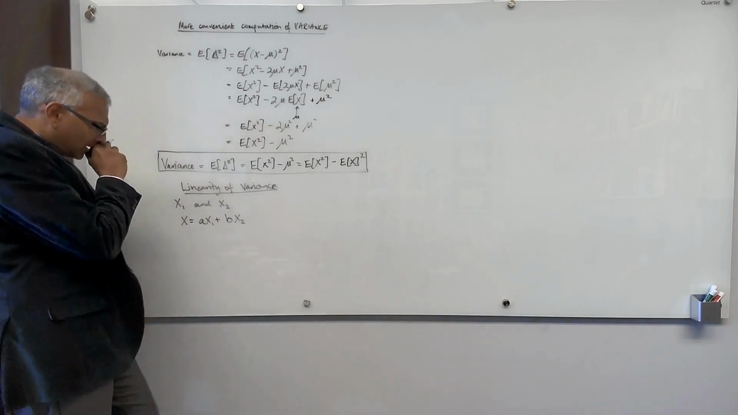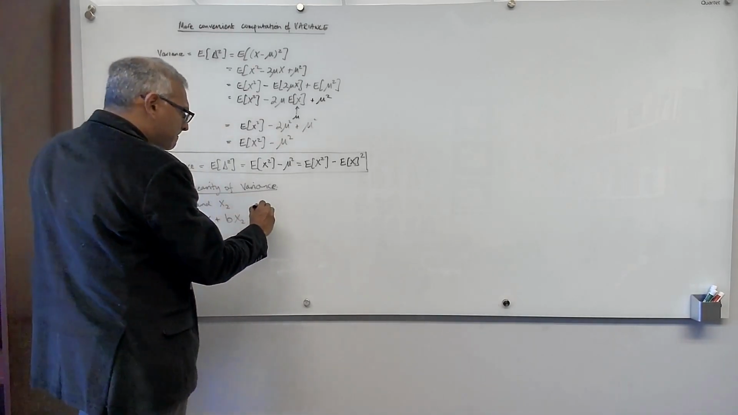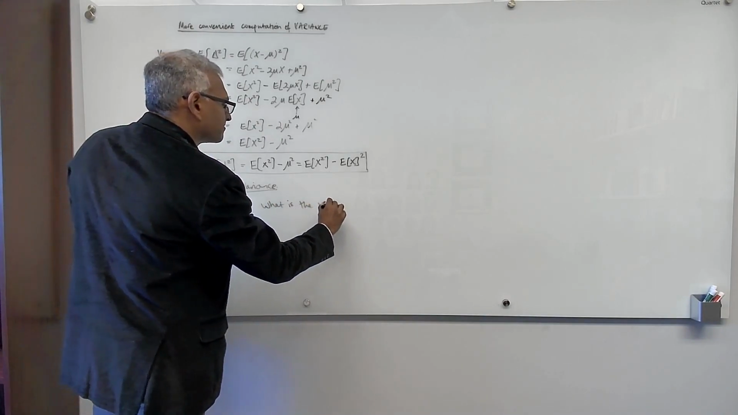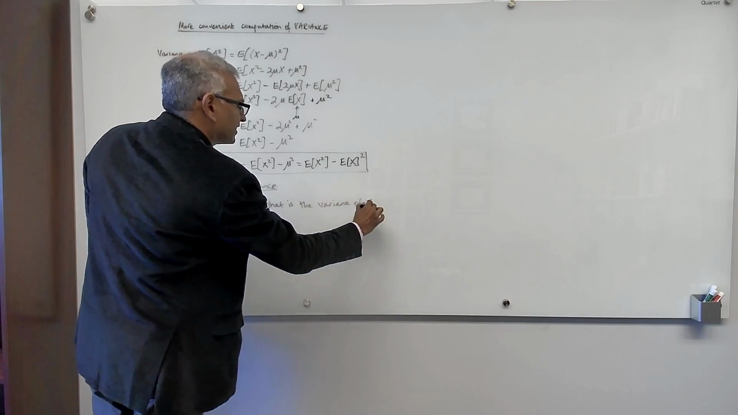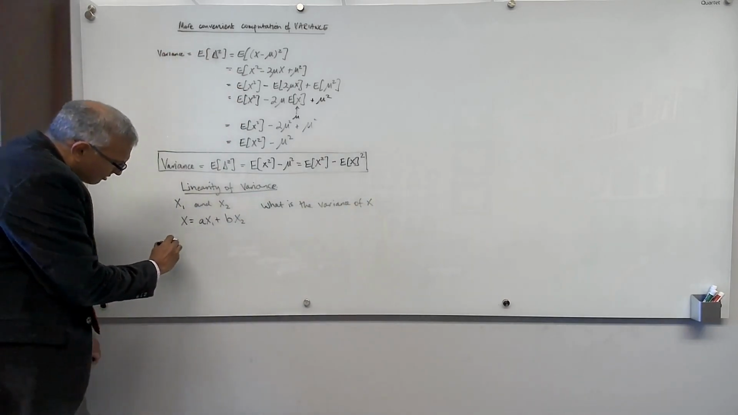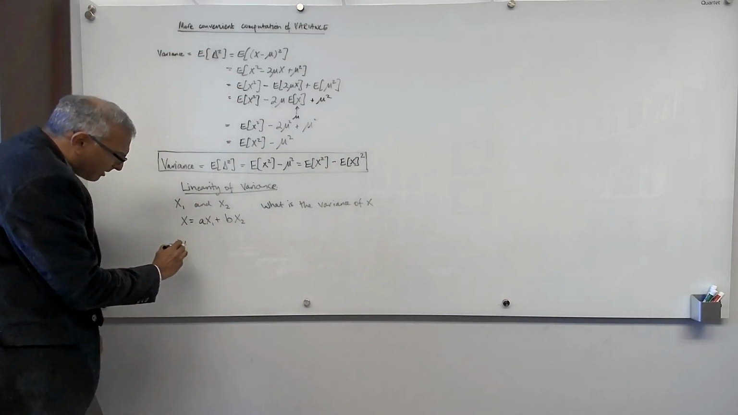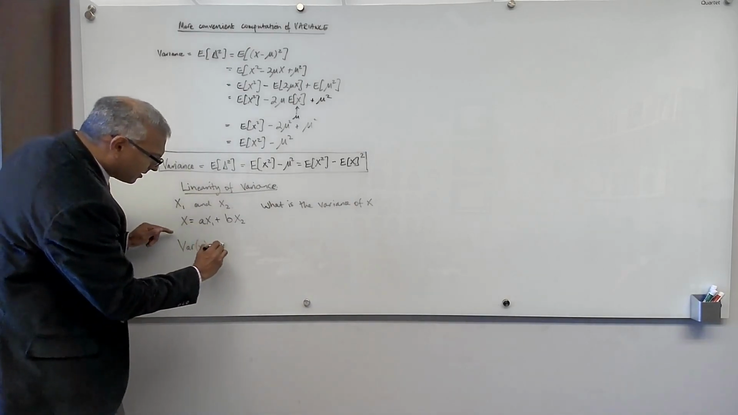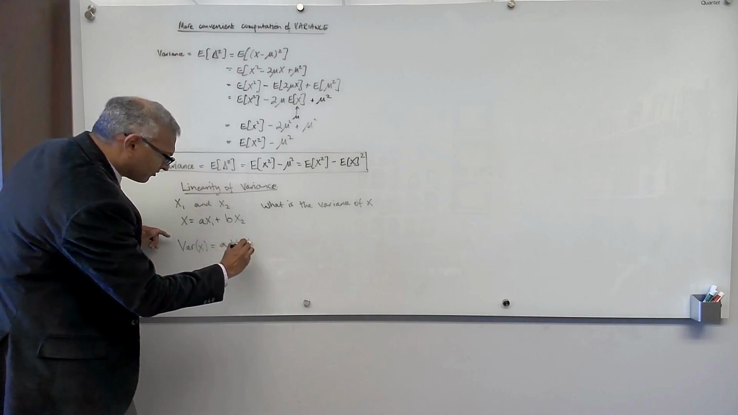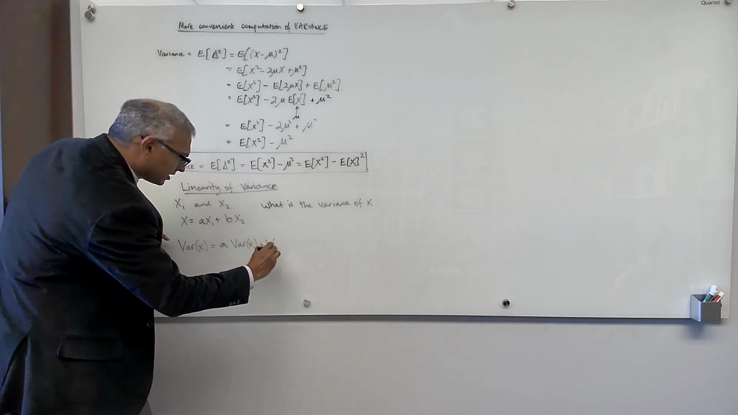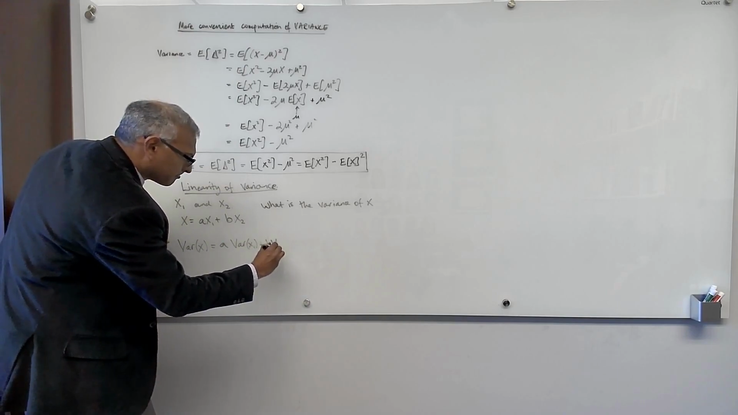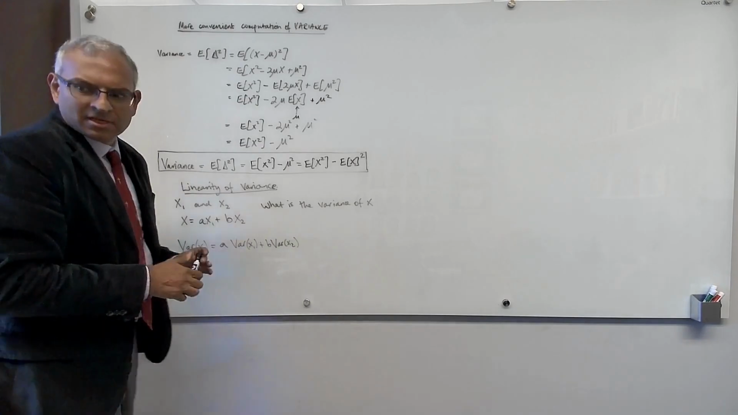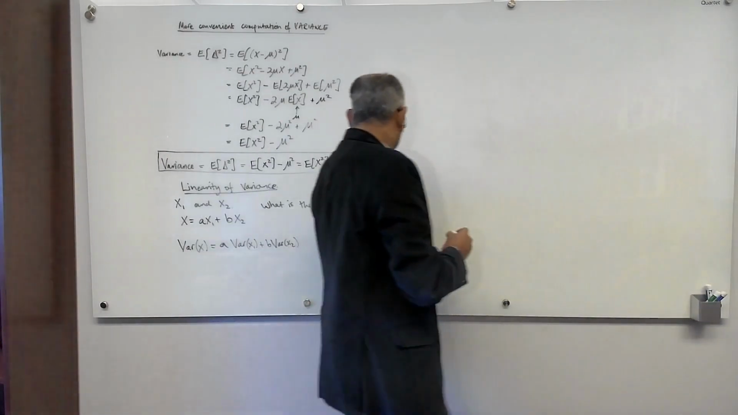Now we are interested in what is the variance of x. Just like for linearity of expectation, we might guess that the variance of x is equal to a times the variance of x1 plus b times the variance of x2. This would be a reasonable guess, except, unfortunately, it's wrong.